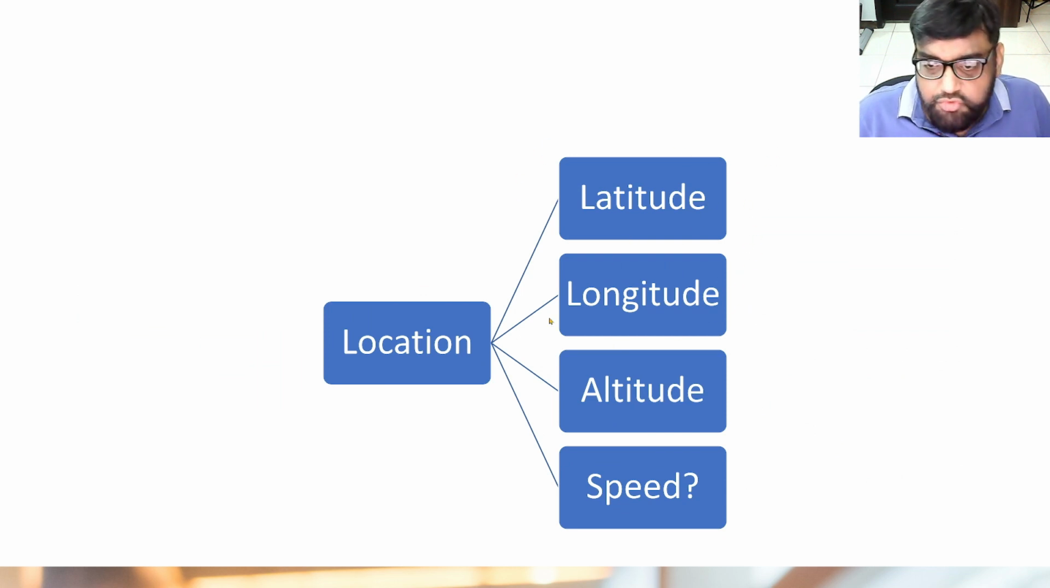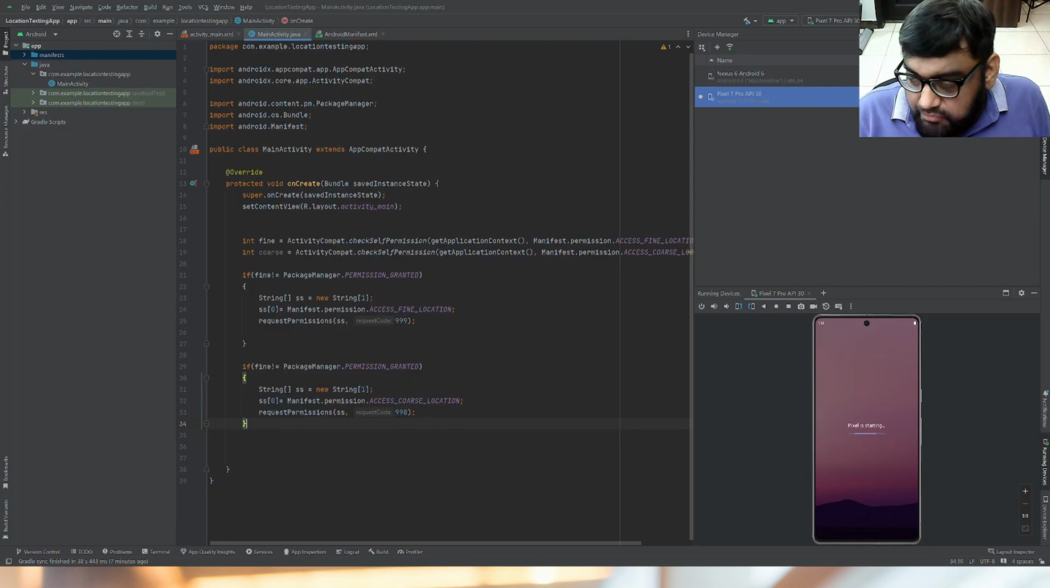In some cases, you may want altitude information, which is the height from the sea level. And in some cases, you'll probably need speed as well. But latitude and longitude is usually sufficient information that you're looking for.